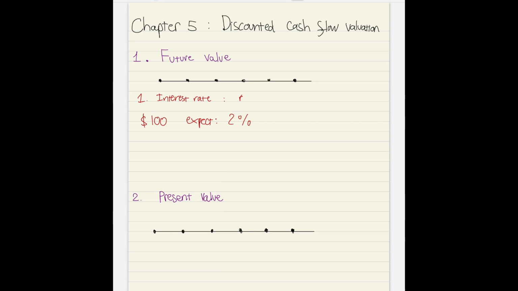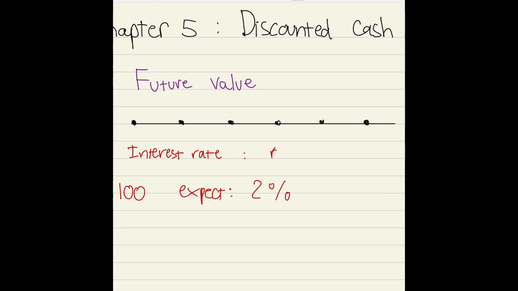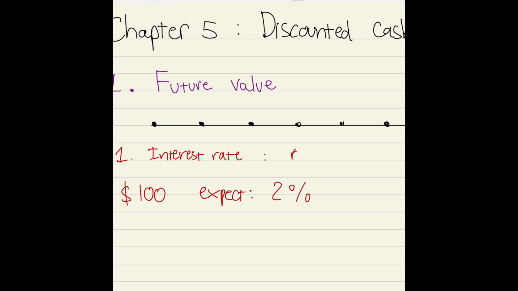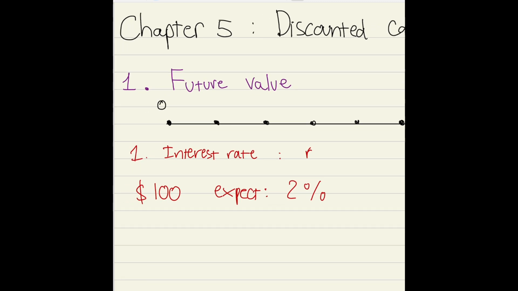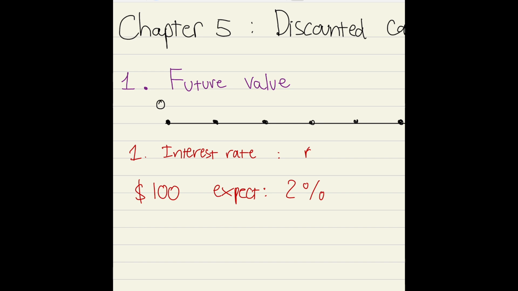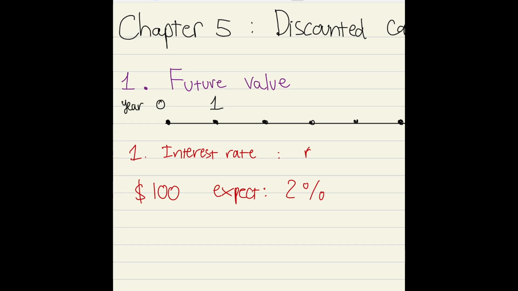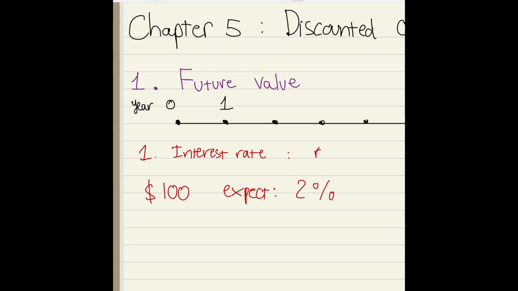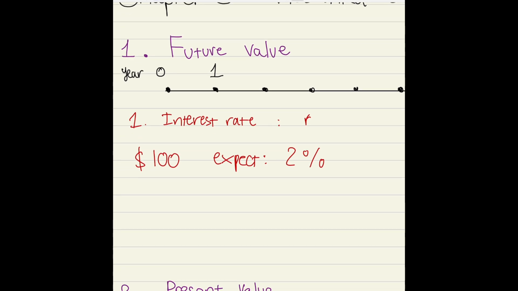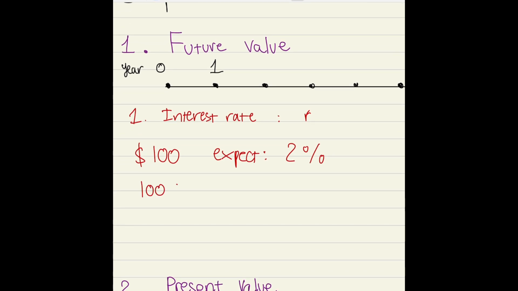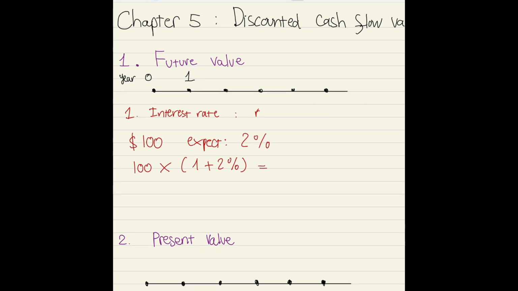So what to do with future value? Here I have a graph that looks like this. Here is the current time where you deposit your money, year 0, and then after 1 year. So how much money will you have after 1 year when you deposit $100? It's very easy. You just take 100, you multiply it by 1 plus 2%, and this will be the amount of money you earn after 1 year. And this is equal to $102.